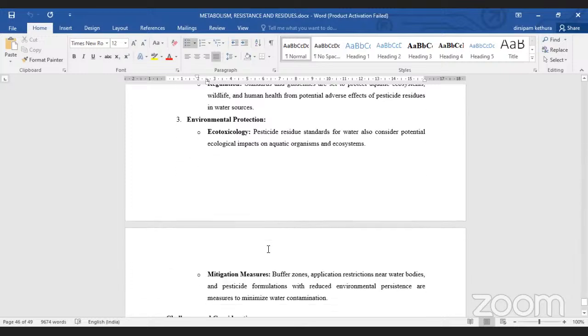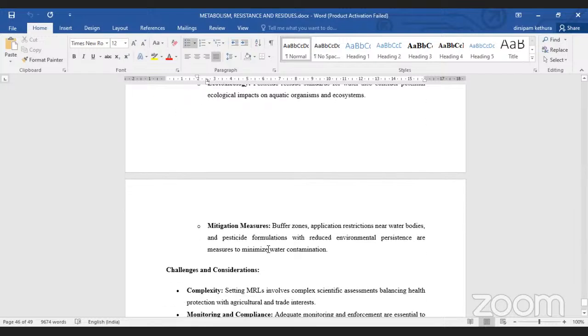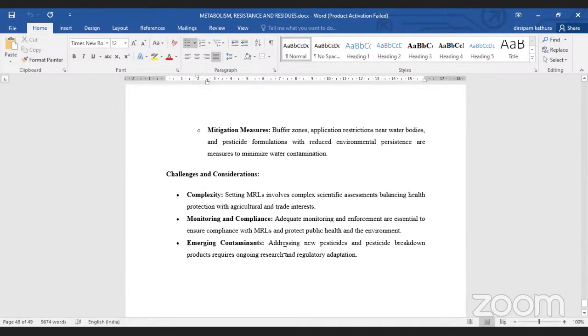Under that, ecotoxicity. Pesticide residue standards for water also consider potential ecological impacts on aquatic organisms and ecosystems. The next one under this is mitigation measures. Buffer zones, application restrictions near water bodies, and pesticide formulations with reduced environmental persistence are the measures to minimize water contamination. So all these are the three different types of pesticide residue standards in water that we have to take into consideration. And the final one under this is challenges and considerations.